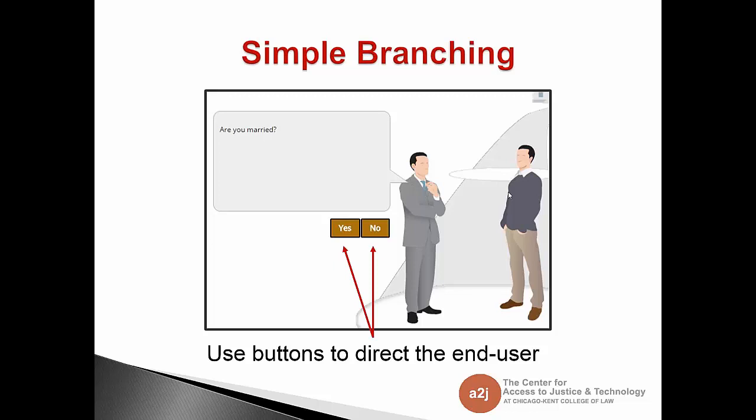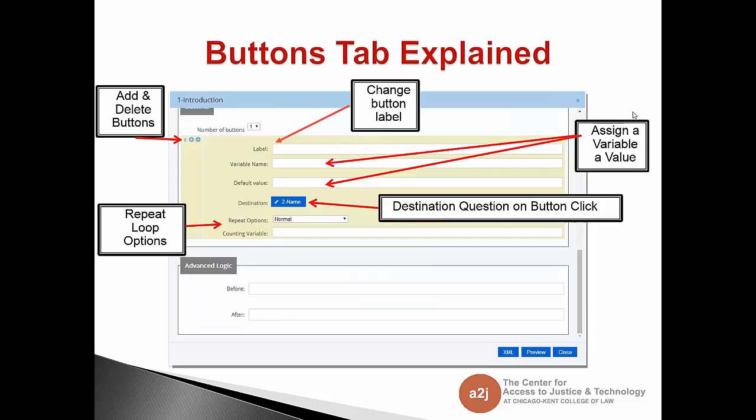So here's a view of the buttons tab. This is a general overview, but what we're concerned with today is adding and deleting buttons, changing the button label, and choosing the destination question on the button click. As you see, there are other things that you can do with A2J Author. There are a lot of robust features. A couple of them here that you'll see are the repeat loop options, assigning a variable of value, so many different things that you can do on the buttons tab, but what we're going to be focused on today is the navigation aspect of the buttons tab.